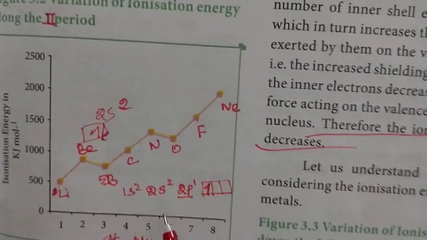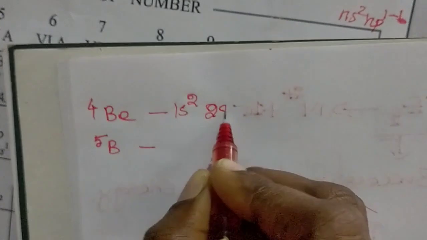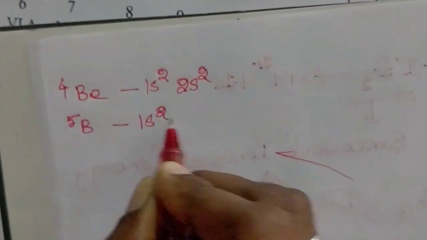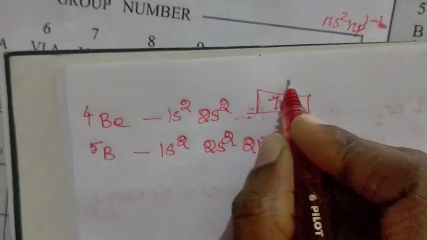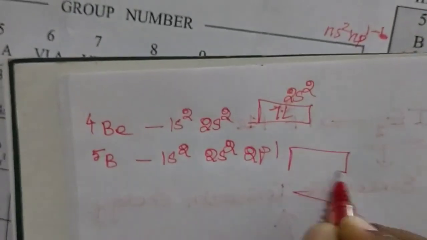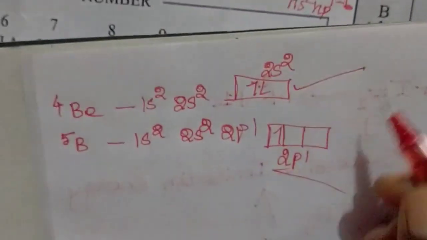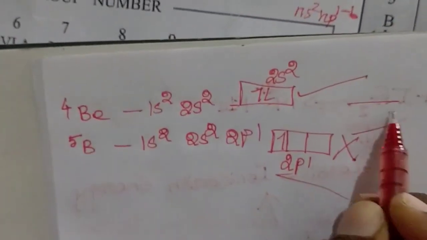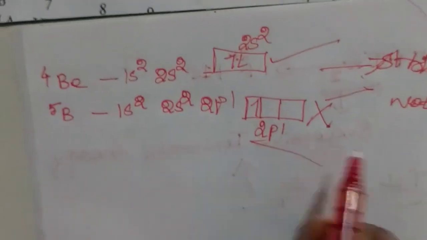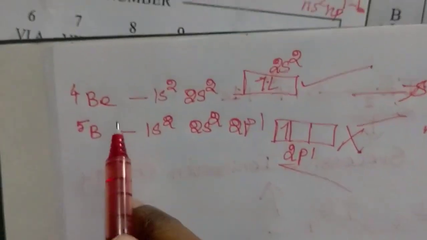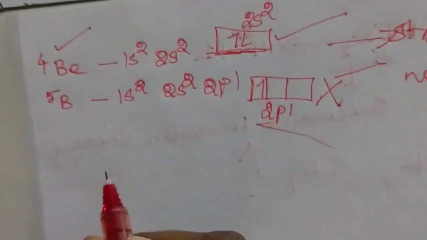Okay. So write the electronic configuration for beryllium: 1s2, 2s2, and boron: 1s2, 2s2, 2p1. Here the valence electrons are 2s2, so 2 electrons. In 2p only one electron is present, it's 2p1. Okay, so this is the symmetrical one, this is the unsymmetrical one. Which one is more stable? This is more stable than this. Okay, this is not stable. So because of the stability of this valence shell, it requires more ionization energy.